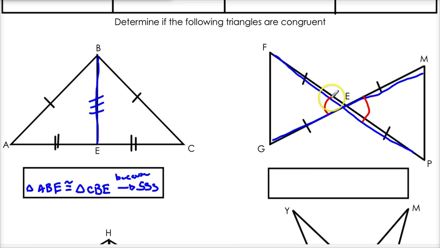Well, now that we mark that, now we have side, angle, side congruence. So I know triangle FEG is congruent to triangle MEP because, and this is side, angle, side. 2 sides with the angle in the middle.